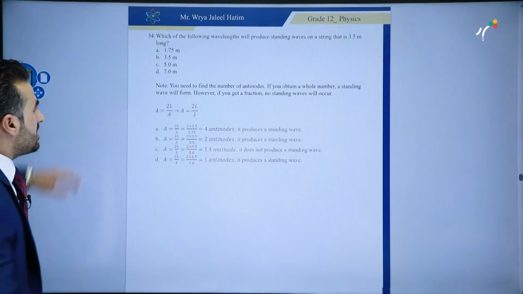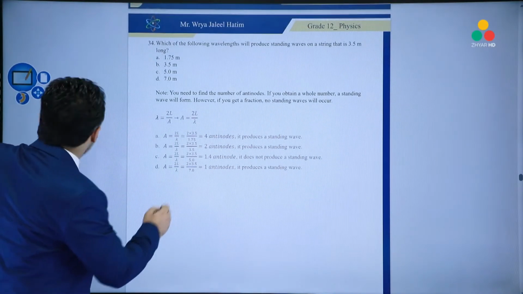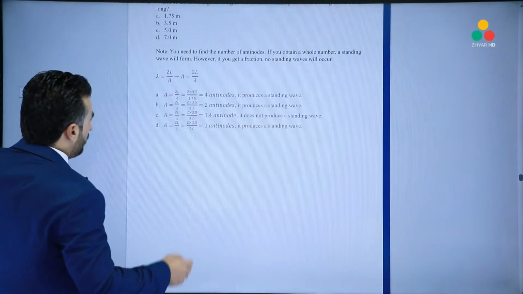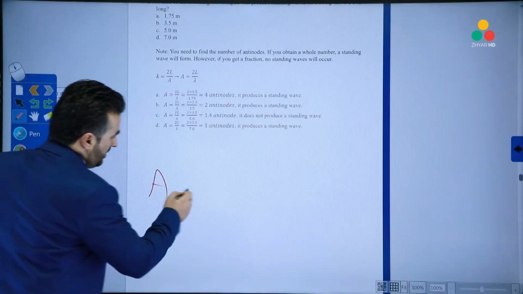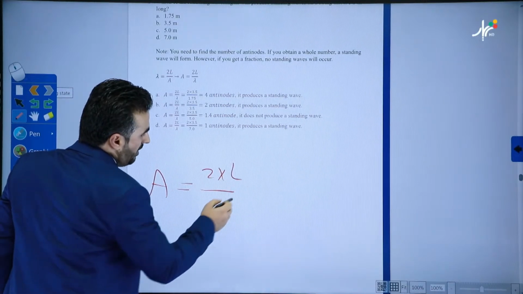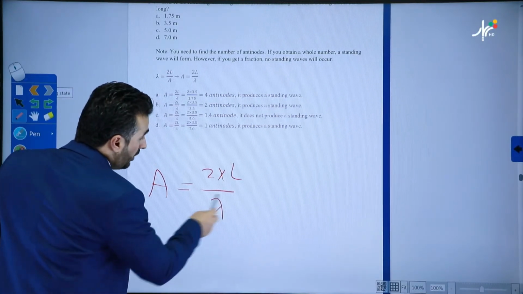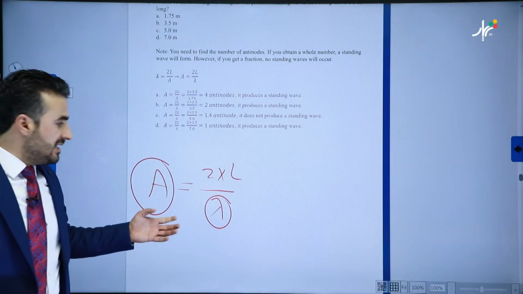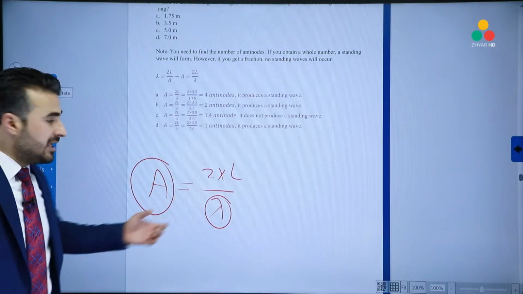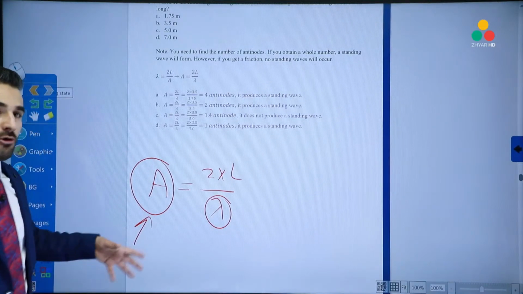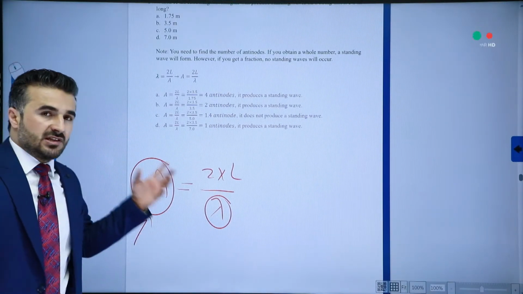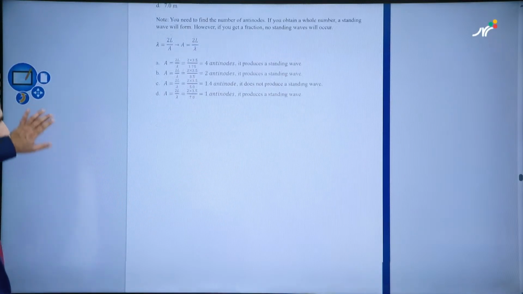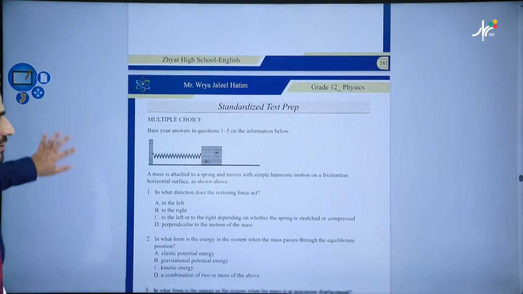Of course, we're going to use this equation, but this time we're going to find the number of antinodes. So we'll say the number of antinodes equals 2 times the length divided by the wavelength. We're going to try these wavelengths out. If we get a whole number of antinodes, that means these wavelengths will produce a standing wave. And if we get a fraction, not a whole number of antinodes, then of course this wavelength will not produce a standing wave. And I'm afraid that is the end of our session for now.